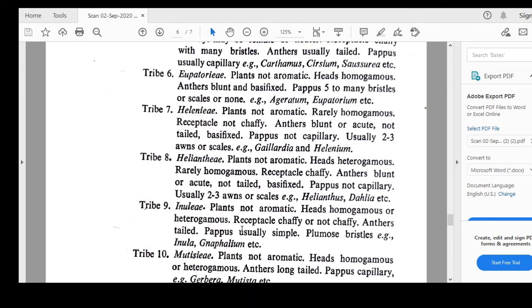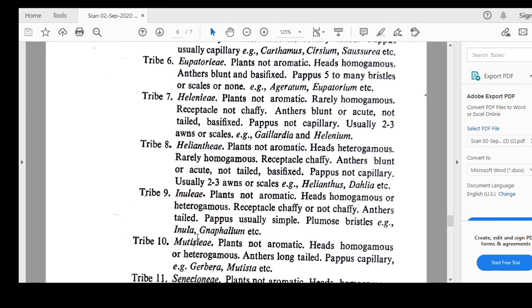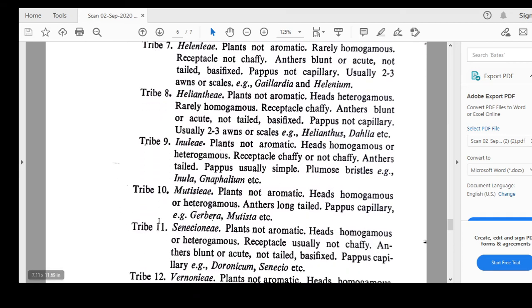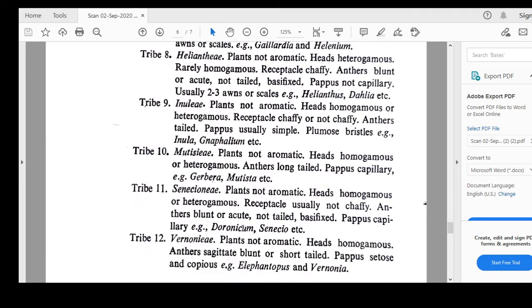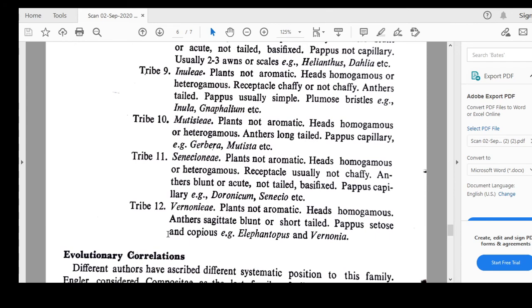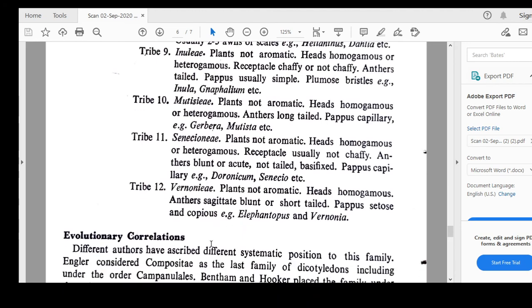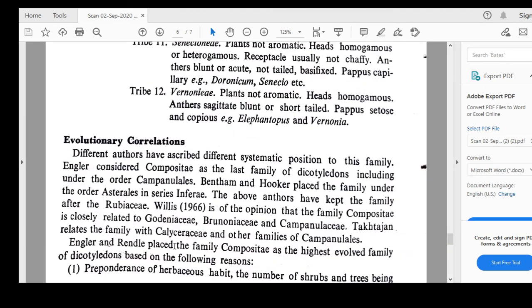We all know. Inuleae, plants not aromatic, heads homogamous or heterogamous, both we can find in this. Receptacle chaffy or not chaffy, anthers tailed. Example, Inula, Gnaphalium. Mutisieae, plants not aromatic, homogamous or heterogamous. Example, Gerbera, etc. Senecioneae, plants not aromatic, heads homogamous or heterogamous. Example, Doronicum, Senecio, etc. And type 12, Vernonieae, plants not aromatic, heads homogamous, anthers blunt, short-tailed. Example, Vernonia.